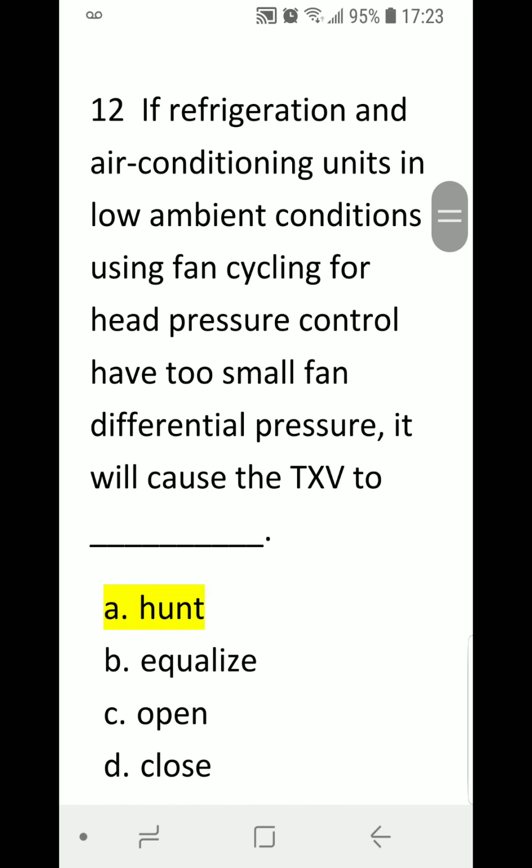Number 12. If refrigeration and air conditioning units in low ambient conditions using fan cycling for head pressure control have too small fan differential pressure, it will cause the TXV to blank. A. Hunt. B. Equalize. C. Open. D. Close. Correct answer is A. Hunt.